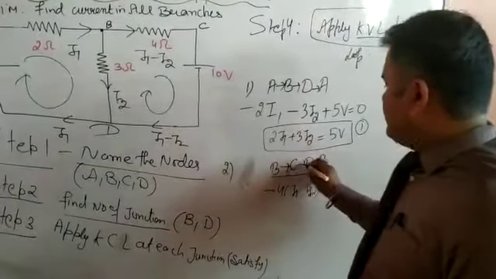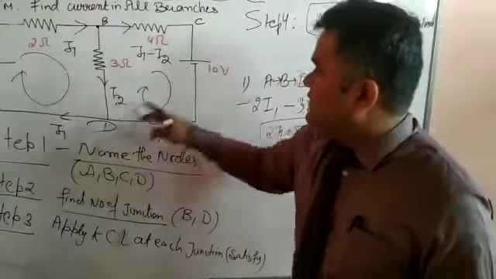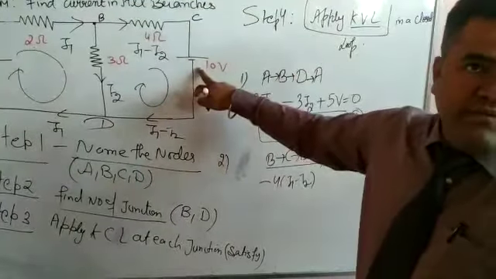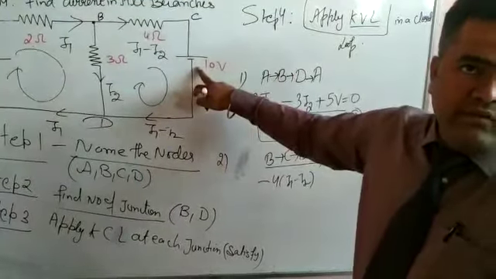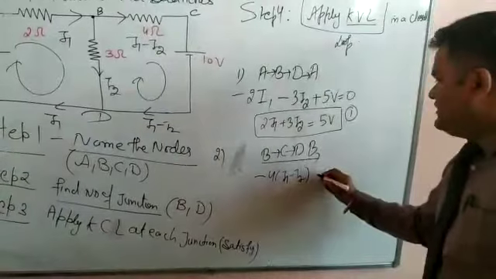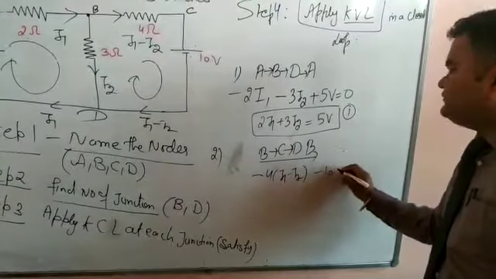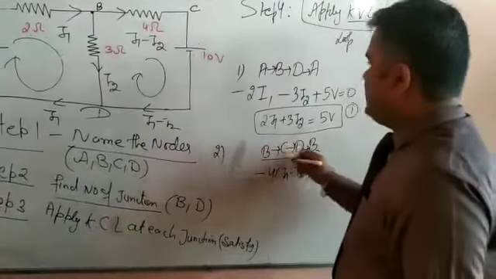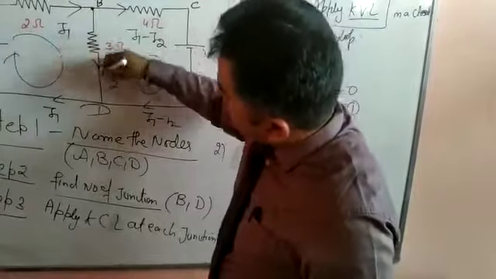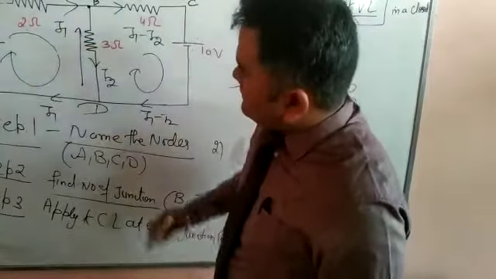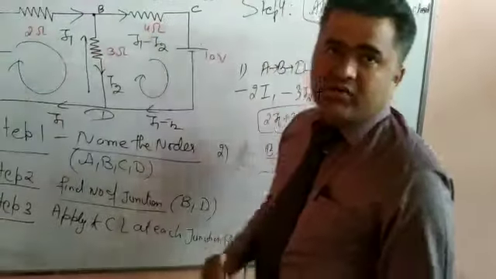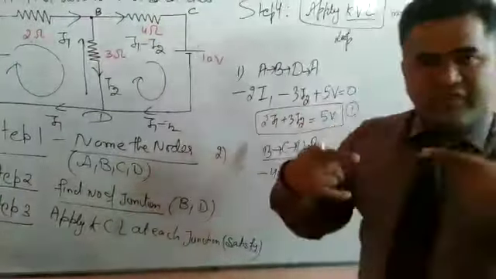Now while moving in a loop from C to D, there is only an EMF. The voltage is 10. You are moving from positive to negative sign, so that is minus 10. Now from D to B, you are moving opposite to the direction of current. If you are moving opposite to the direction of current, you always take the positive sign in case of voltage.